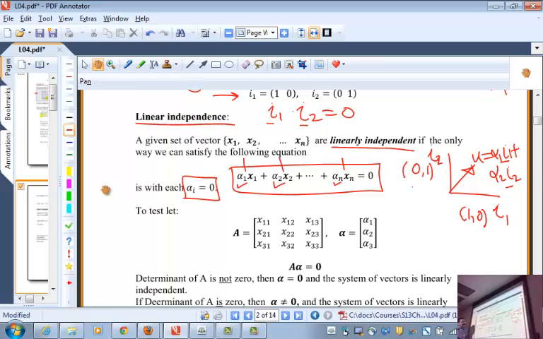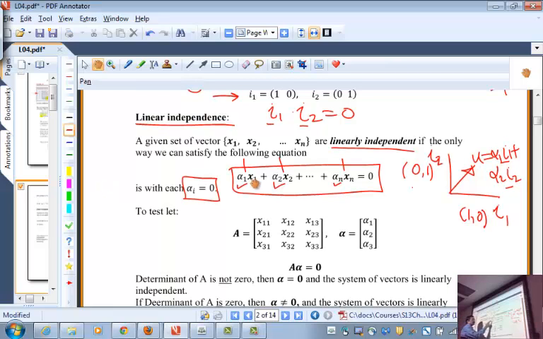Okay? The key idea is that you should not be able to express any one of the vectors given, x1, in terms of all the other vectors. That is, you should not be able to find non-trivial alpha 1, alpha 2, ..., alpha n. They should all be 0. If you find non-trivial, non-zero values of alpha 1 and alpha 2, that means you are able to express one of the vectors as a linear combination of the others. Then they are linearly dependent.